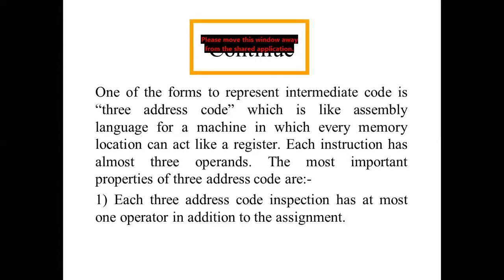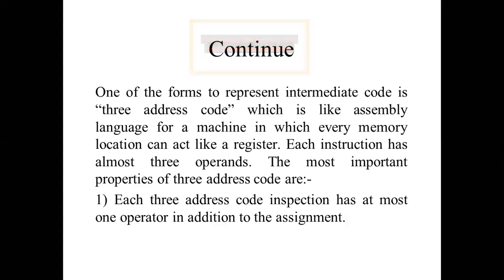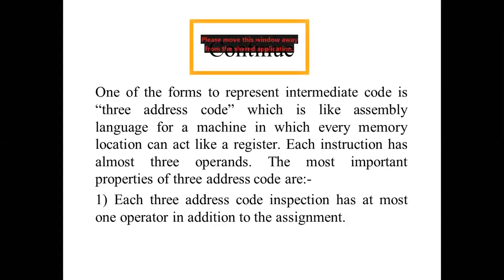The main important property is that each 3 address code instruction has at most one operator. So whenever we represent the intermediate code in the form of 3 address code, we use one operator in addition to the assignment. It is compulsory to use the assignment operator, but we also use one operator besides the assignment operator.